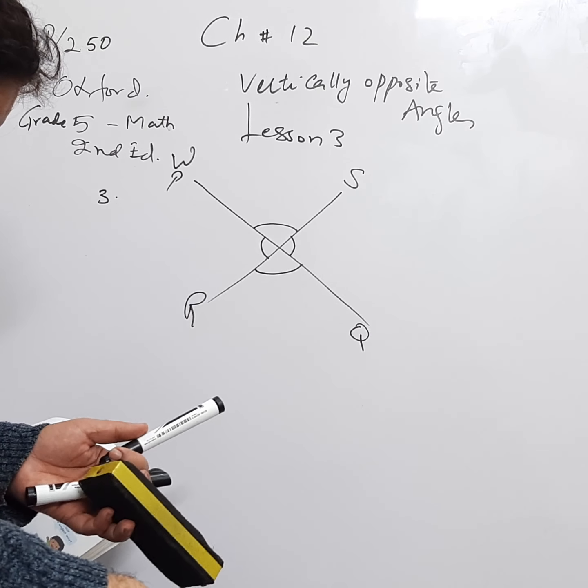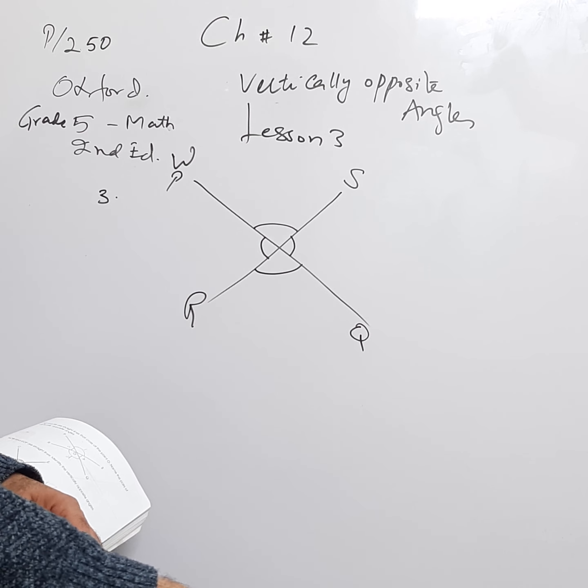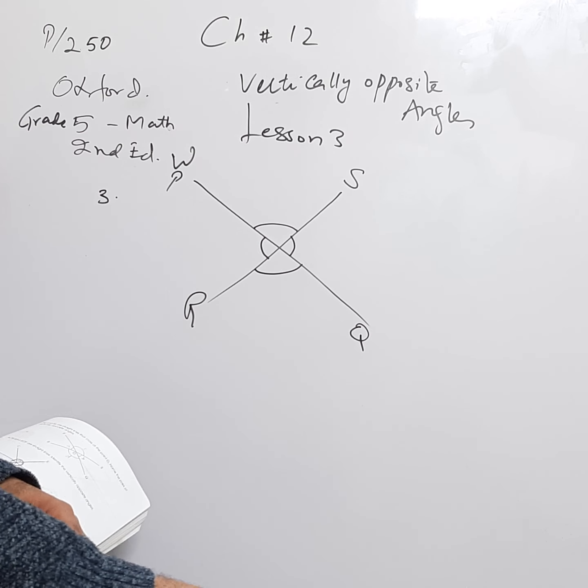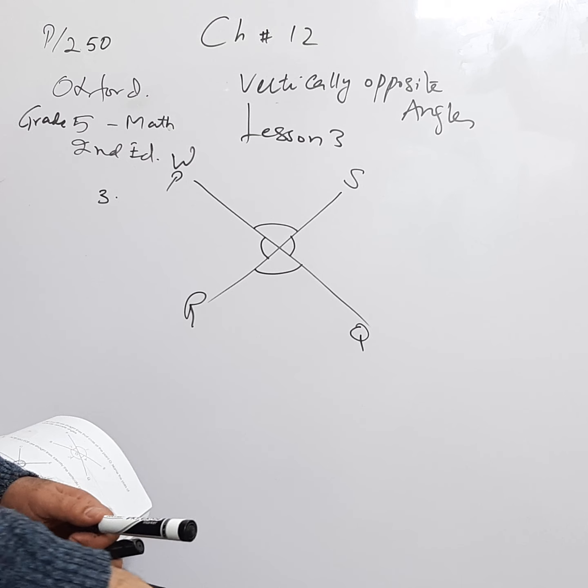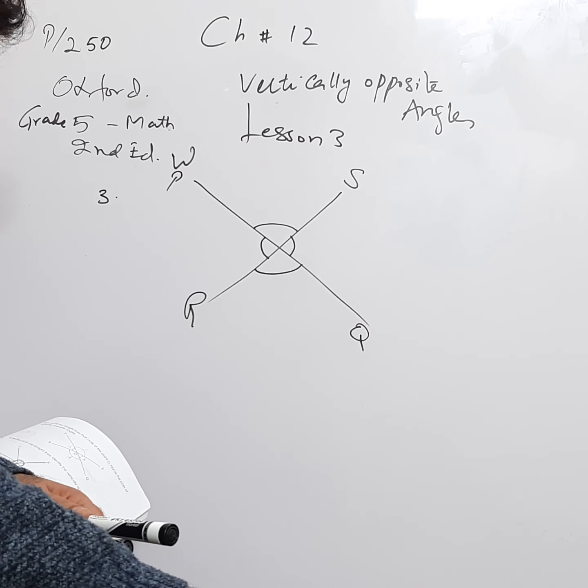Bismillahirrahmanirrahim. Now we are on page number 250. We are doing the topic vertically opposite angles, lesson number 3. We are doing Oxford grade 5 math, new edition, second edition. This is for 5th grade.